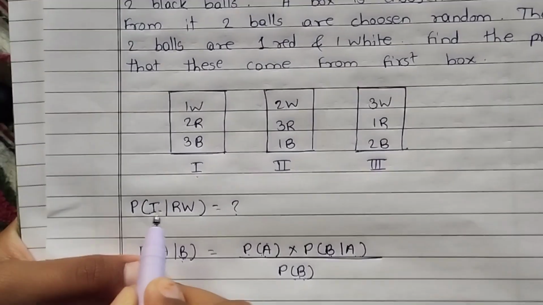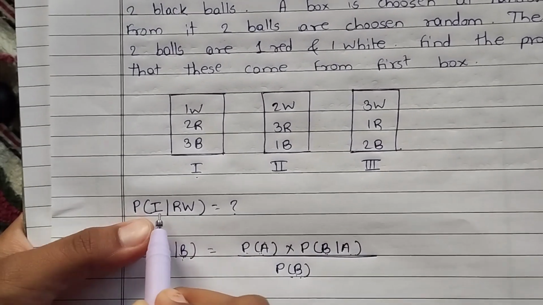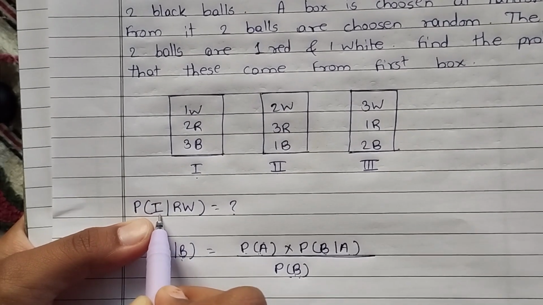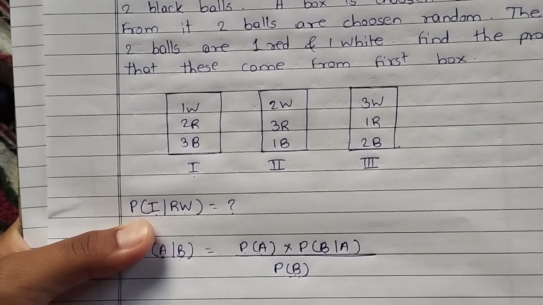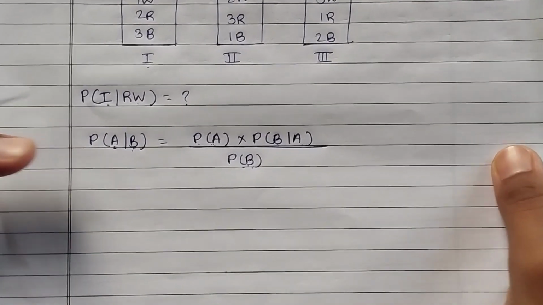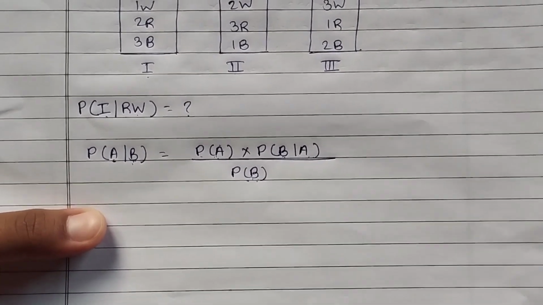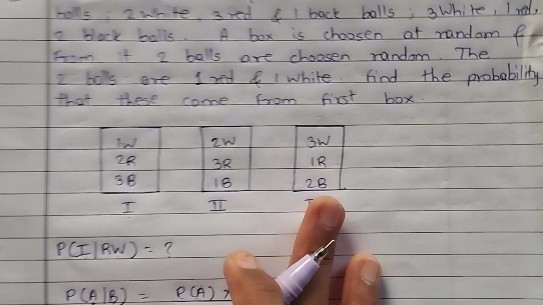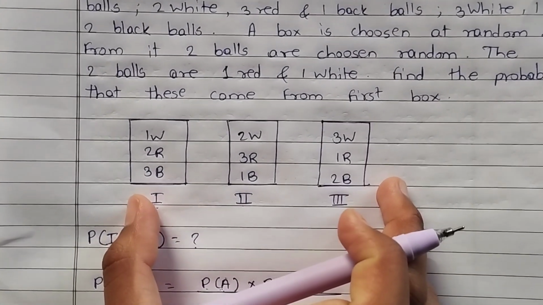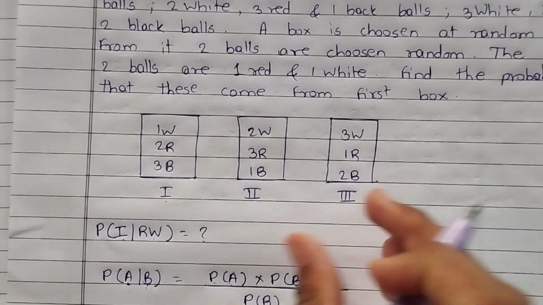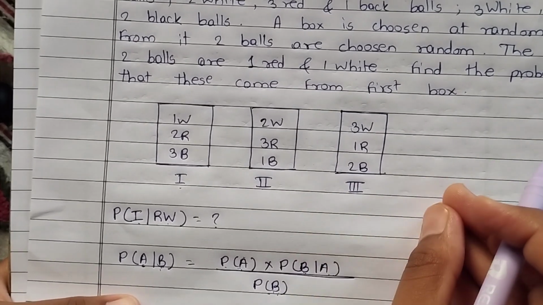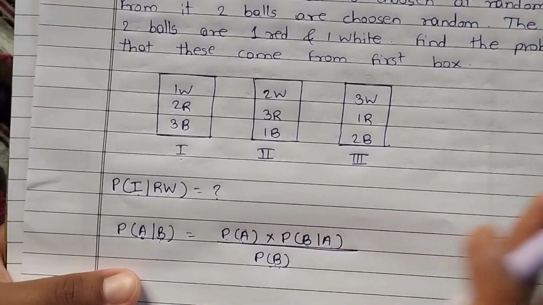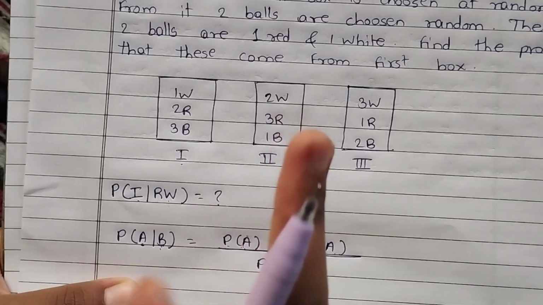Now same here, we want to find out the probability of the first box where 1 red ball and 1 white ball is given. Now how do we find this out? Let's see one by one. First we find out the probability from selecting only the boxes, not the balls, from each box.